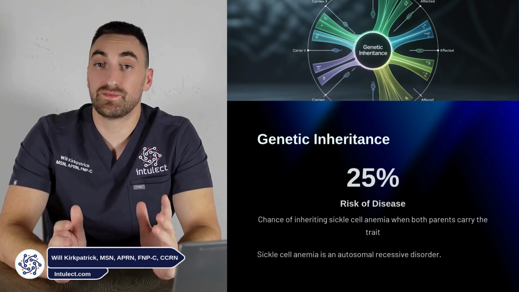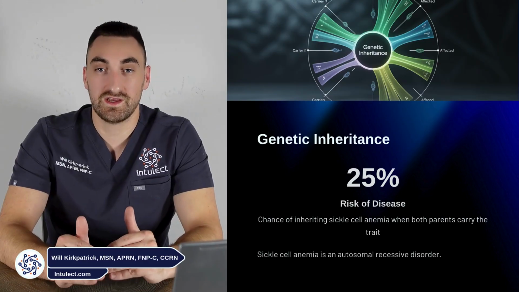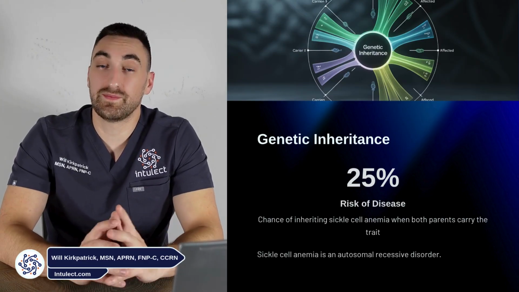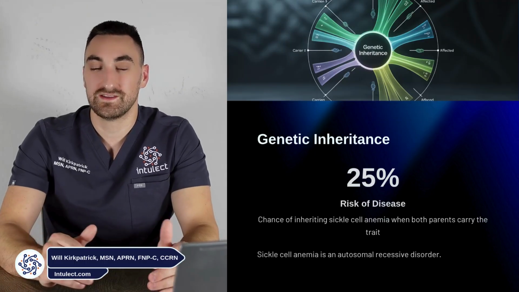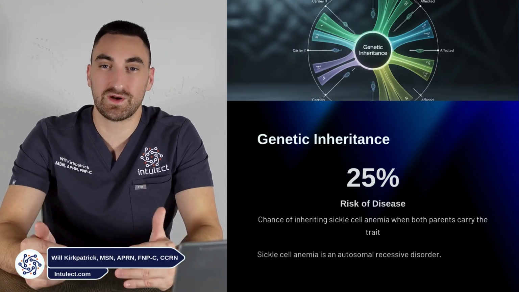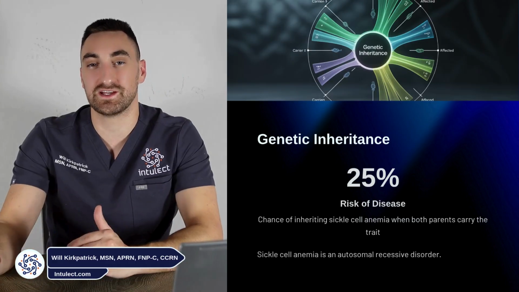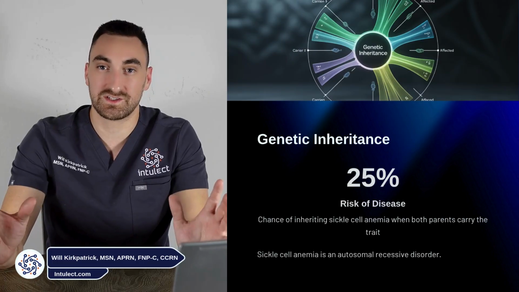This genetic blood disorder is related to an autosomal recessive mutation of the blood. Basically what that means is that both of the parents have to have the sickle cell trait that would be passed on to their child, which statistics show is about a 25% chance that the child gets sickle cell anemia related to both parents having the S trait.